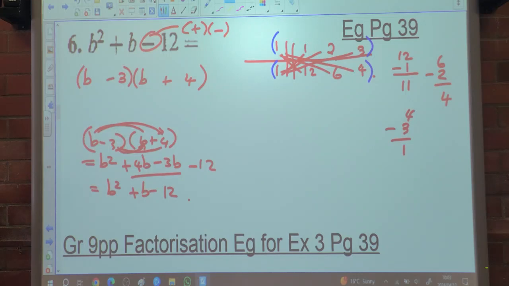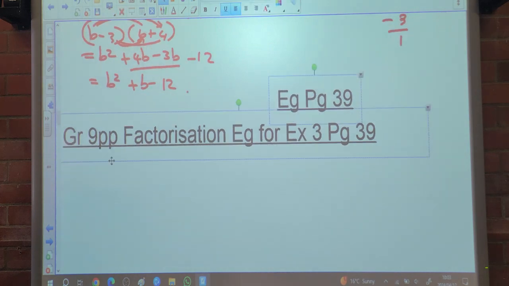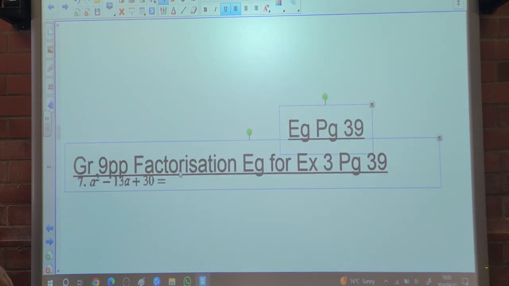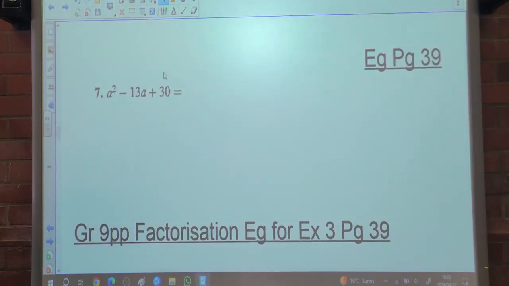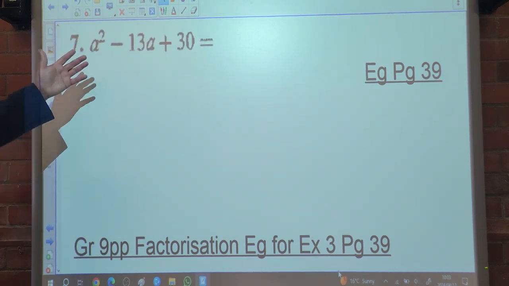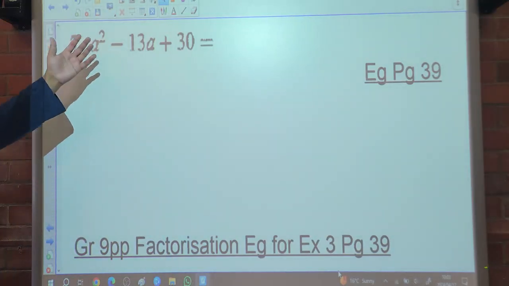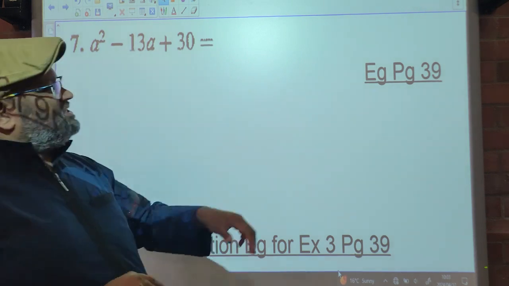You guys understand? And in the exam, once you have that extra couple of minutes at the end of your paper, you can check your factorization like this by multiplying it out. And if the answer is not the same as the question, then that means you have made a mistake somewhere. Okay? So let's look at number 7.